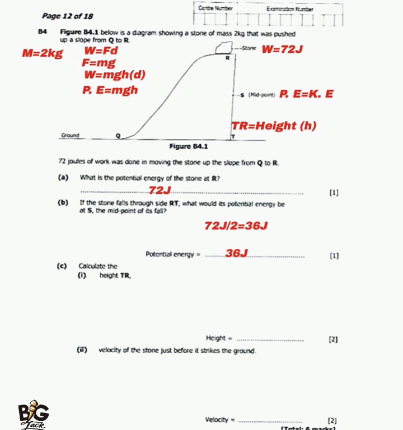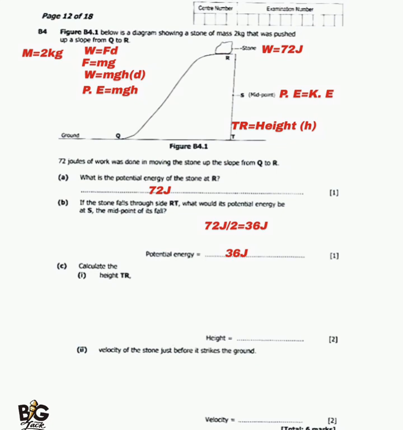So as you go up, there will be an increase in potential energy and a decline in kinetic energy, but as you go down, there will be an increase in kinetic energy and a decrease in potential energy. Okay, then the next one, which is C, is saying calculate the height, calculate what?